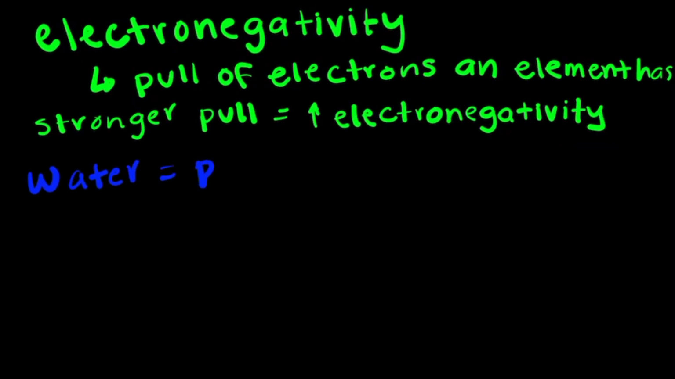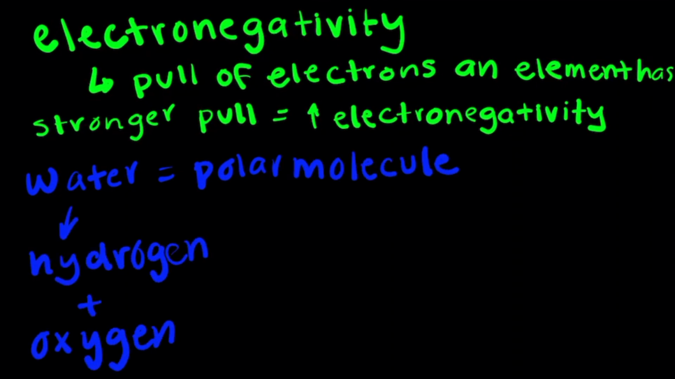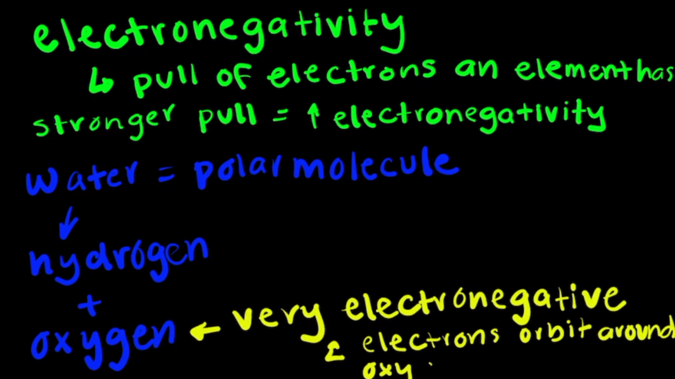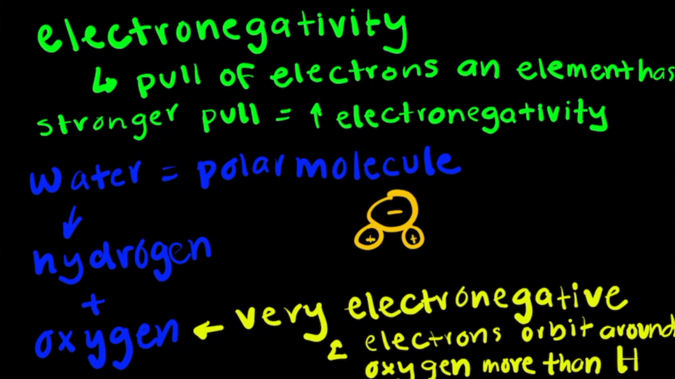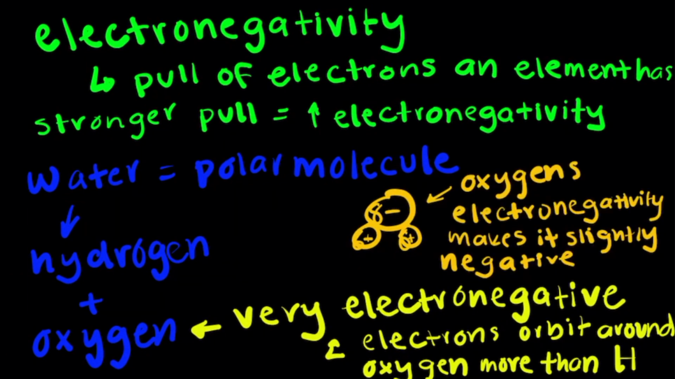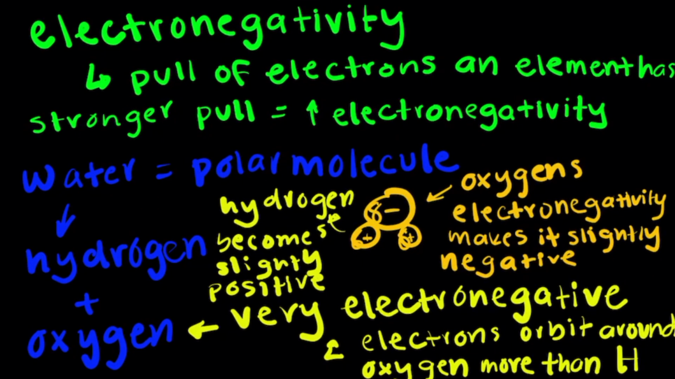As we said, water is a polar molecule. Water is made up of hydrogen and oxygen, and since oxygen is very electronegative, the electrons orbit around oxygen more than they do hydrogen. This is an example of a water molecule. As you can see, the delta near the minus sign and the plus sign stands for slightly, so oxygen is slightly negative because of its electronegativity, and hydrogen becomes slightly positive because the oxygen is pulling the electrons towards it, which prevents the electrons from getting too close to hydrogen, giving it a slightly positive charge.